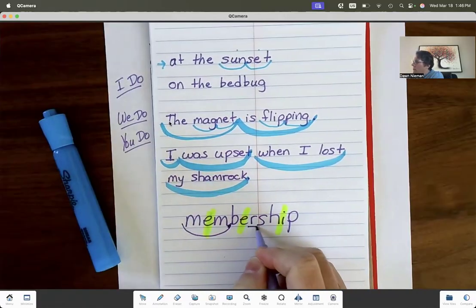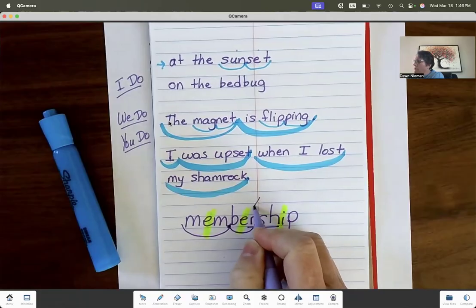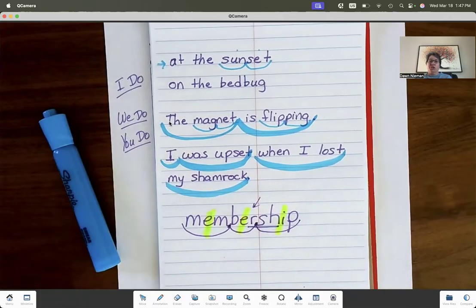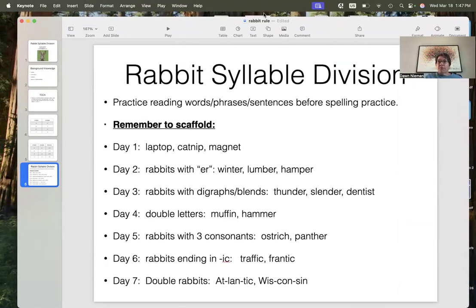And then we've got three consonants. You should know this SH sticks together. So we're going to go burr, and I've already taught you this ER. So membership, membership. So I hope that you find that helpful.